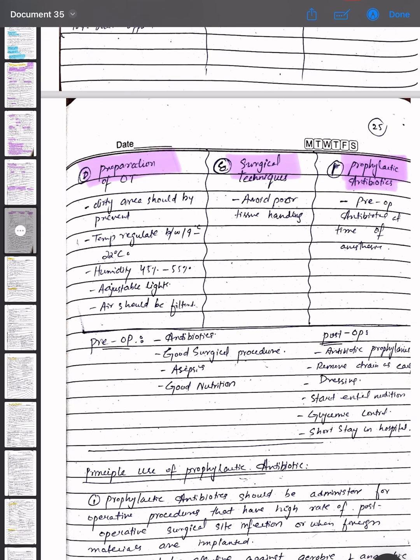Adjustable lights, air should be filtered. In surgical techniques, avoid poor tissue handling. In prophylactic antibiotics, give pre-op antibiotics at the time of anesthesia.